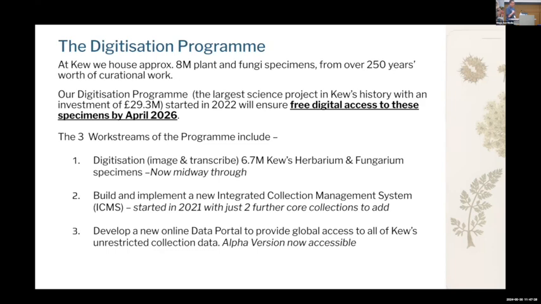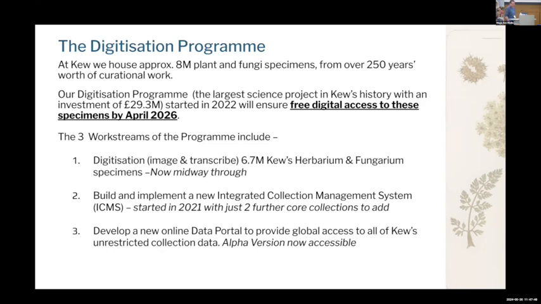We have 3 work streams in our program. First of all is to get these non-digitized records digitized. We're now midway through. 3.8 million have now been transcribed. Just over 1 million are now available globally. The others are in the pipeline getting QA'd.